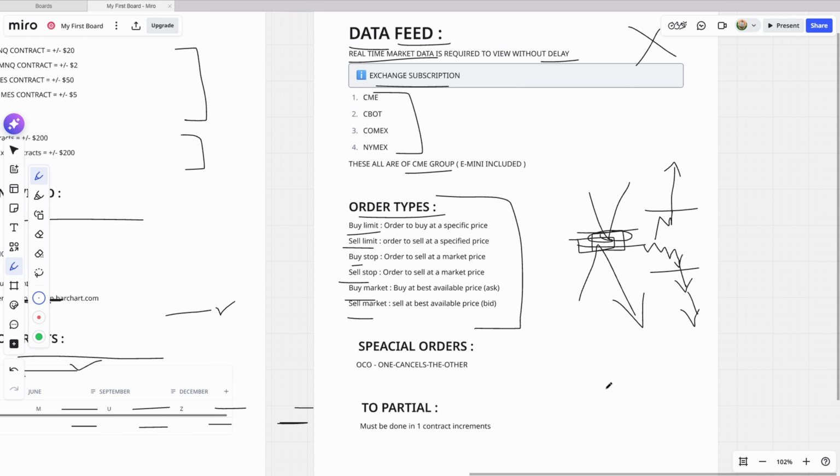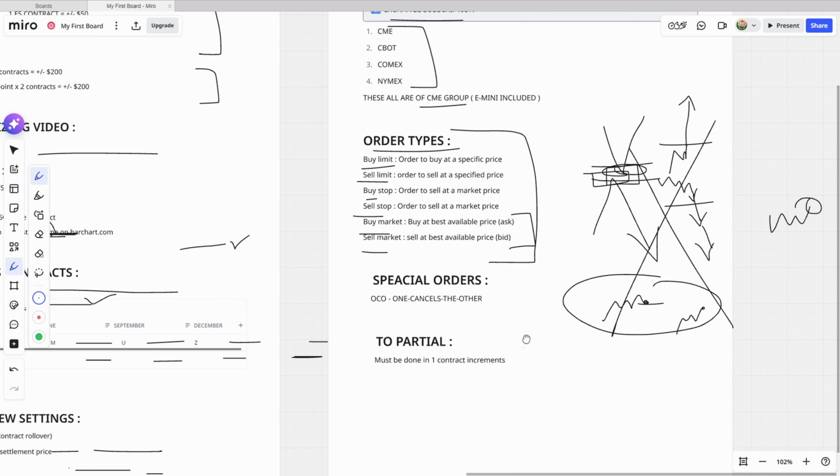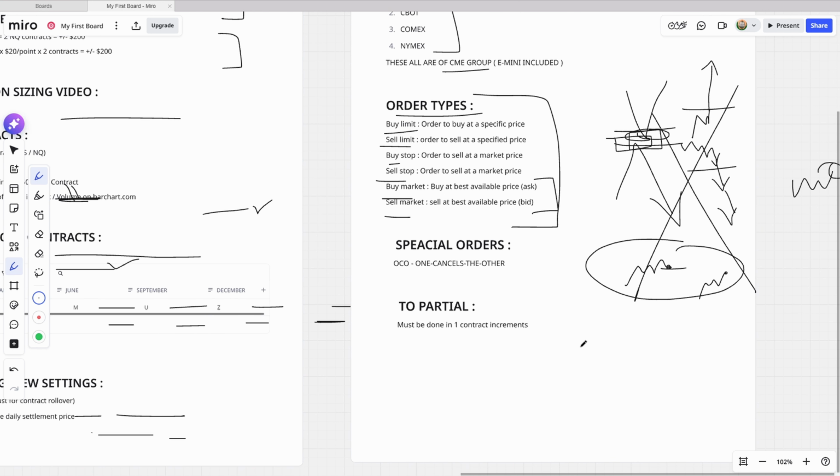Now, what is a market order? A buy market or sell market order executes immediately at the best available bid or ask price. There is no specific price control. You're accepting whatever the current market is offering. Now let's talk about something very important that I personally use: OCO orders. OCO stands for one cancels the other. This is extremely useful when placing a limit entry.